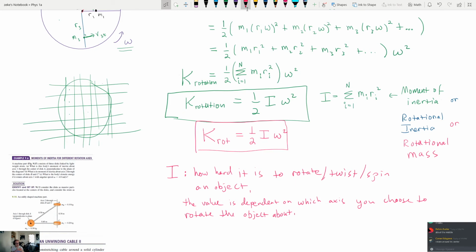Next smallest would be to rotate it about its center. And then the very largest would be to try to rotate it like this. Does that all make sense to everyone? About what moment of inertia is? And does anyone have any questions?